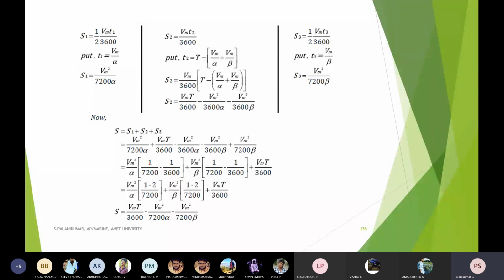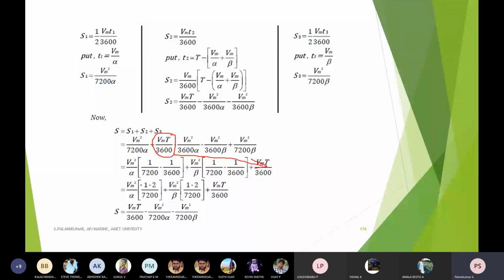I'll have 1000 into 1 by 7200 and minus 1 by 3600. For this beta term, which are all having a beta term also, I can take a common outside. Vm square by beta, they're also same. 1000, 1 divided by 7200, and 1 minus 1 by 3600. And another term is there, here it is nothing but the same, coming there as the same.